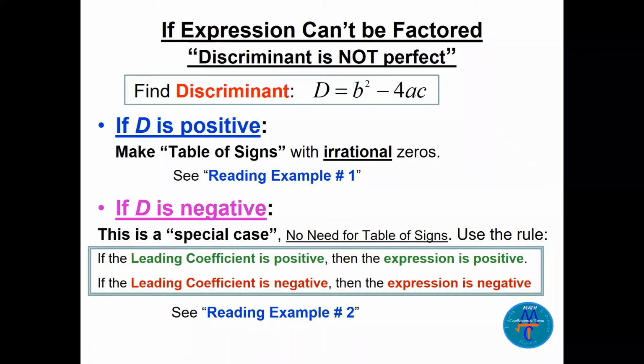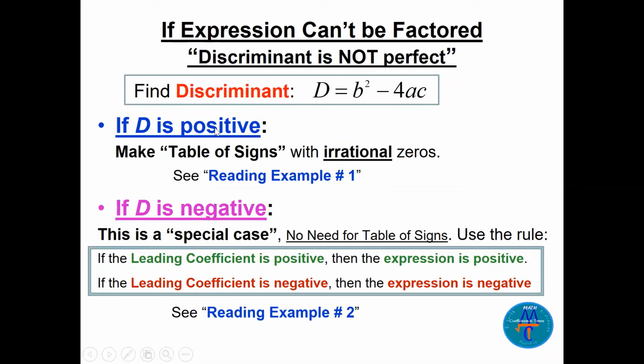Now, what will happen if the expression cannot be factored? All of these, we call them special cases. So if the discriminant is not perfect, so find discriminant, D, capital D is B squared minus 4AC. So you will find either discriminant is positive or negative. I will show you another slide. If it is 0, what will happen?